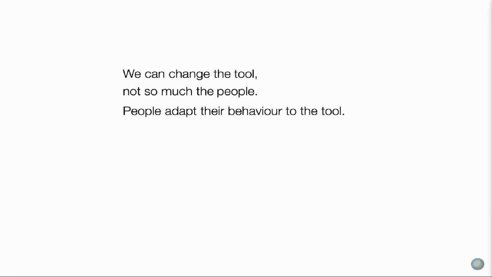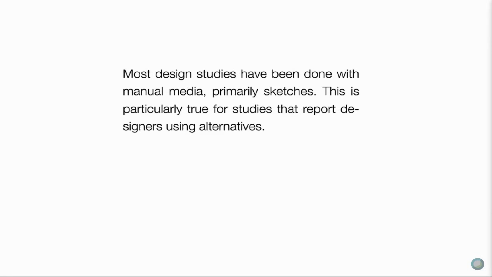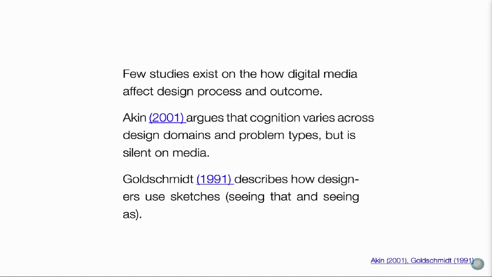Now, we can change the tool. We can't really change human cognition. But people do adapt their behavior and change their behavior in the tool, because it is the tool plus the brain. Change the tool, plus the same brain, creates a new cognitive system. The problem is, most design studies have been done with manual media, primarily pencil sketches. So very few studies exist on how digital media affect design process and outcome.